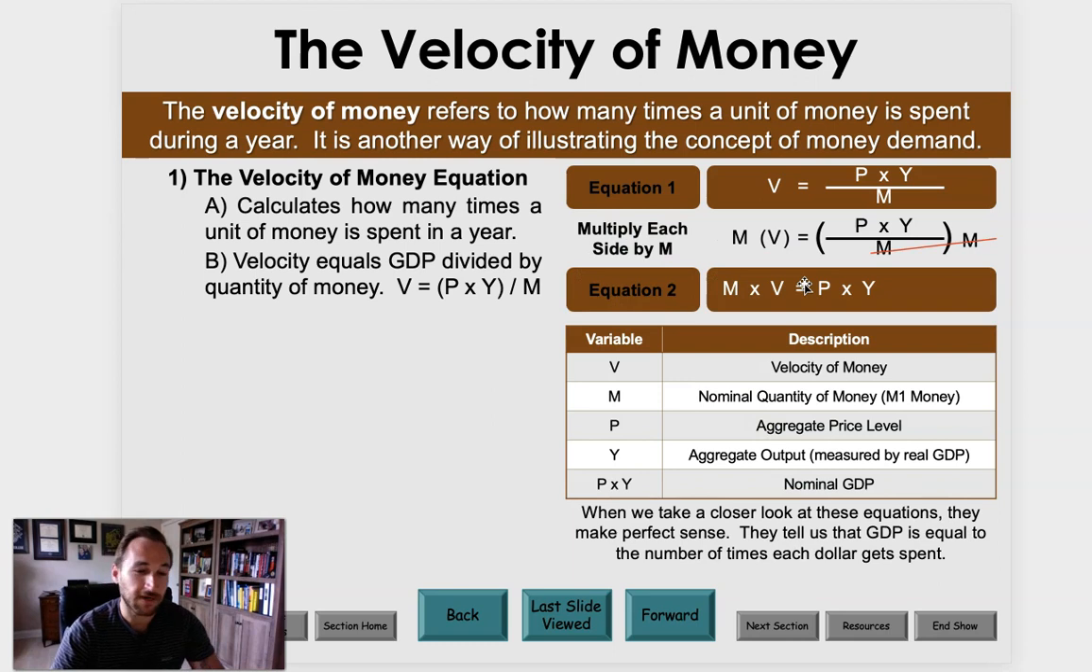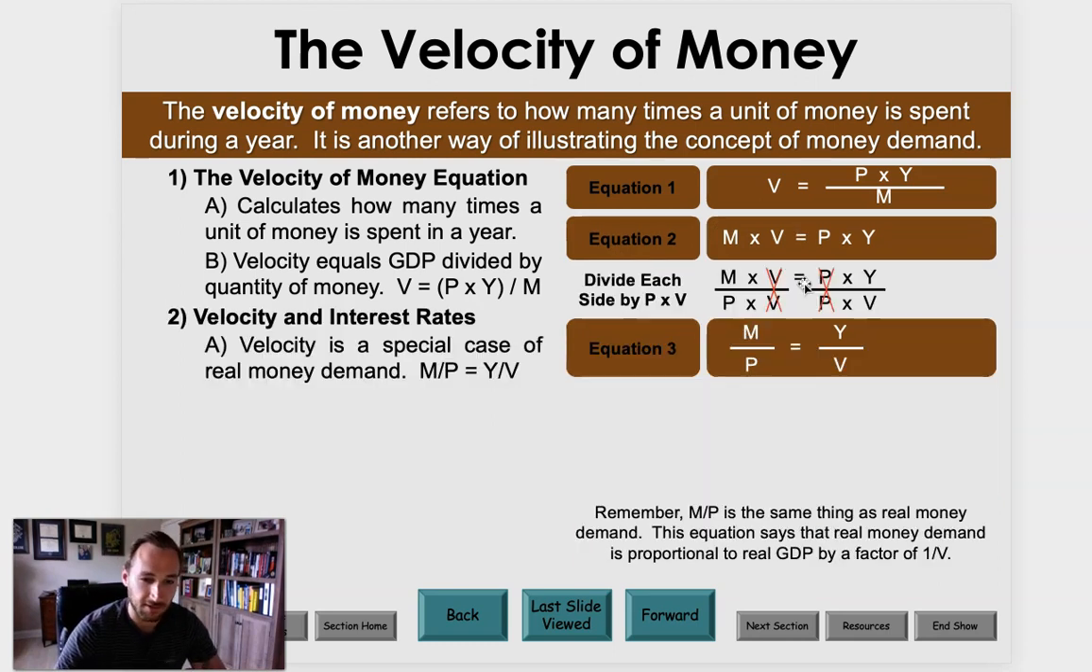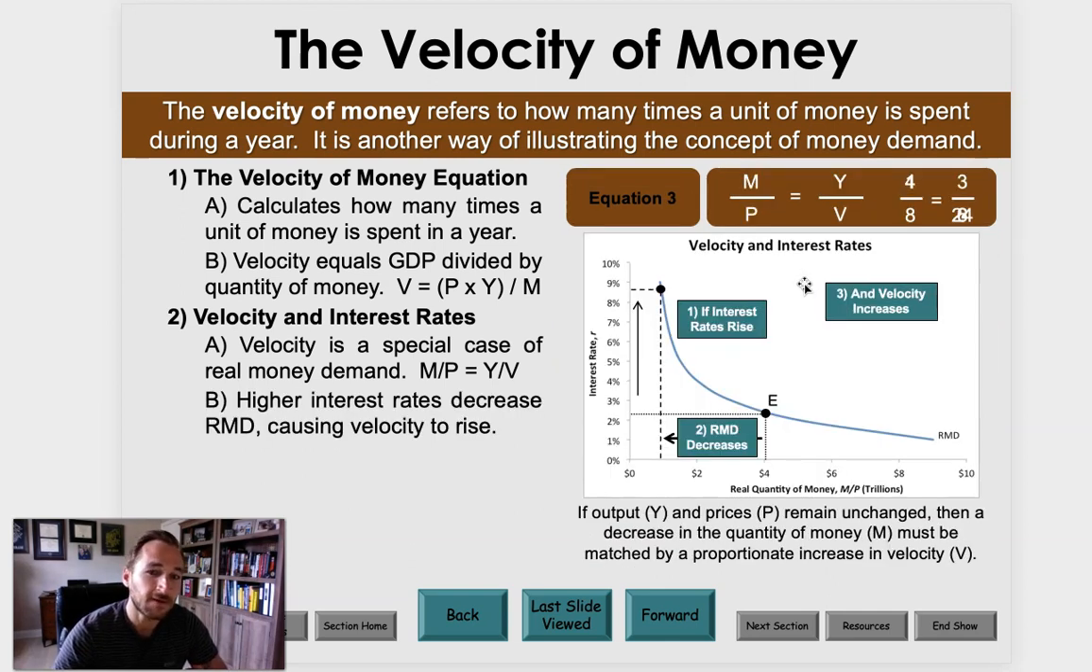There's an equation for it right here. I'm not going to have you guys do this. This is something that's much easier explained in person, but just understand that we can calculate that velocity of money.